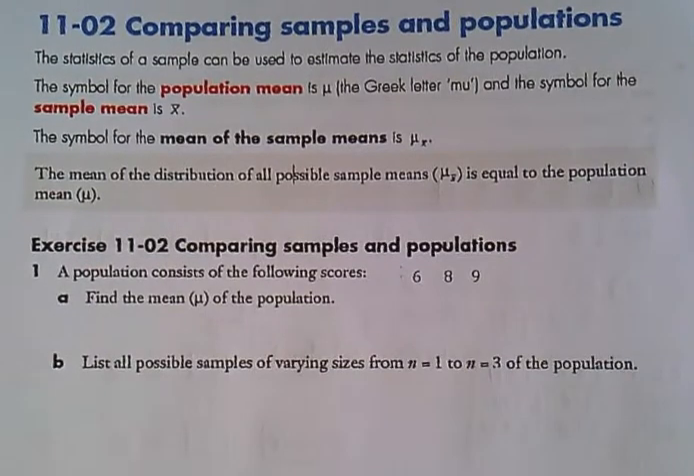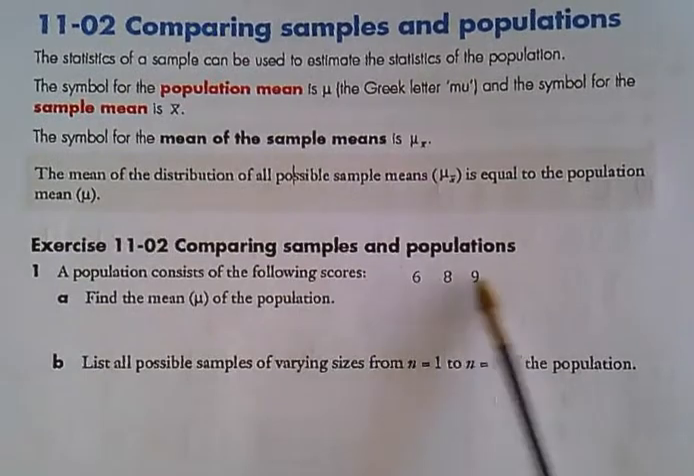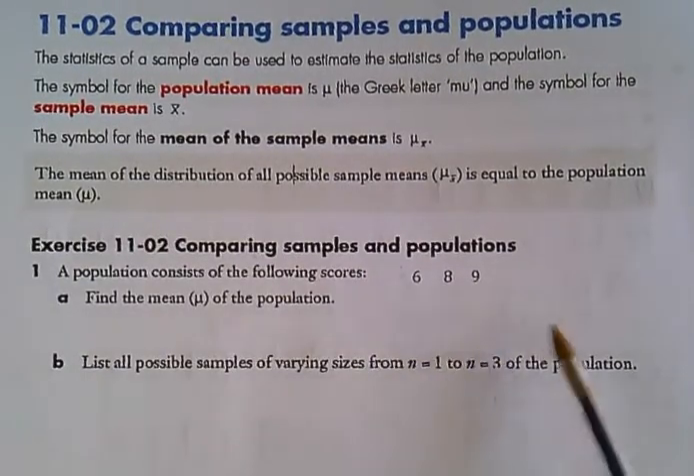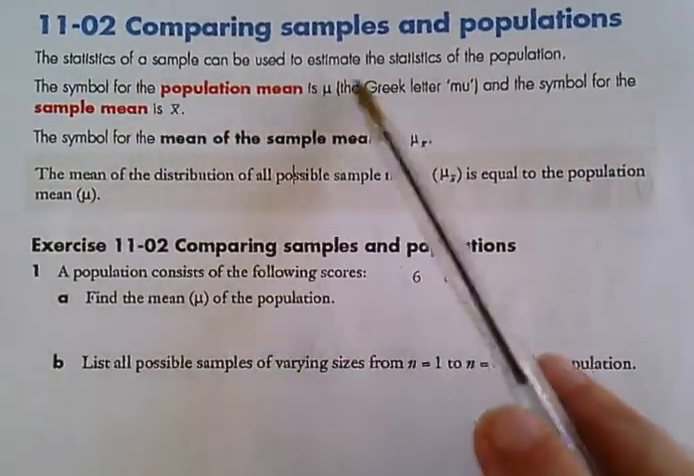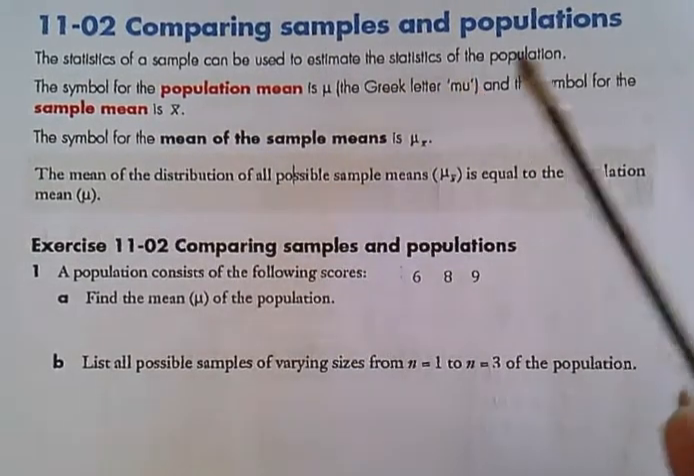What we're going to be doing, in the HSC, they only want you doing this for sample sizes of 3. Even a sample size of 5 gets to be a fair bit of work, all right? So, the statistics of a sample can be used to estimate the statistics of the population.